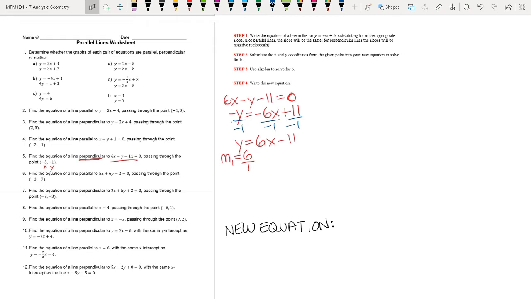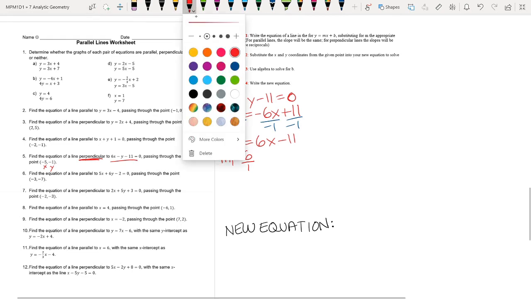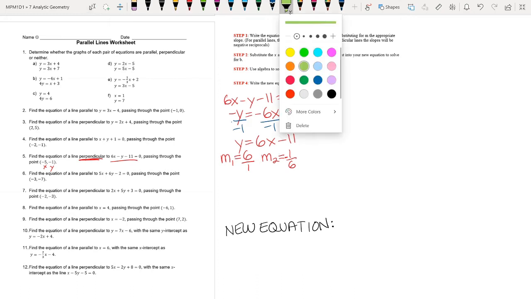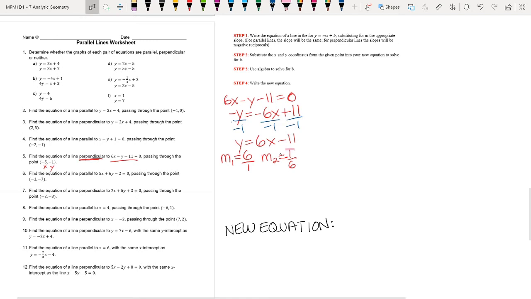But remember, my new equation needs to have a slope that is the negative reciprocal because it's perpendicular, this new equation, this new line that we're finding. And so we flip the fraction and it becomes 1 over 6, and we change the sign so it becomes negative 1 over 6. And that is going to be our new slope.